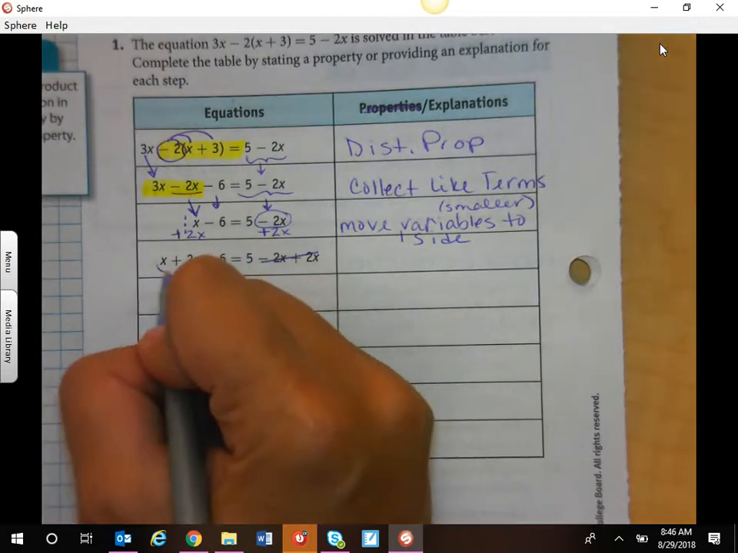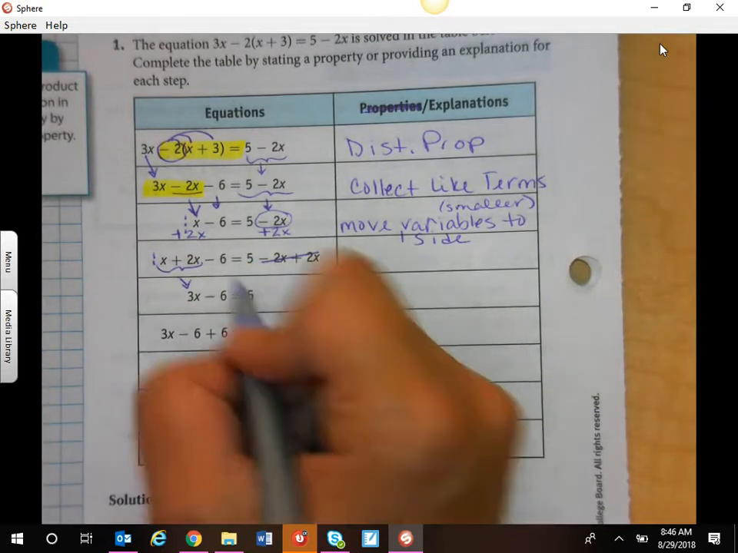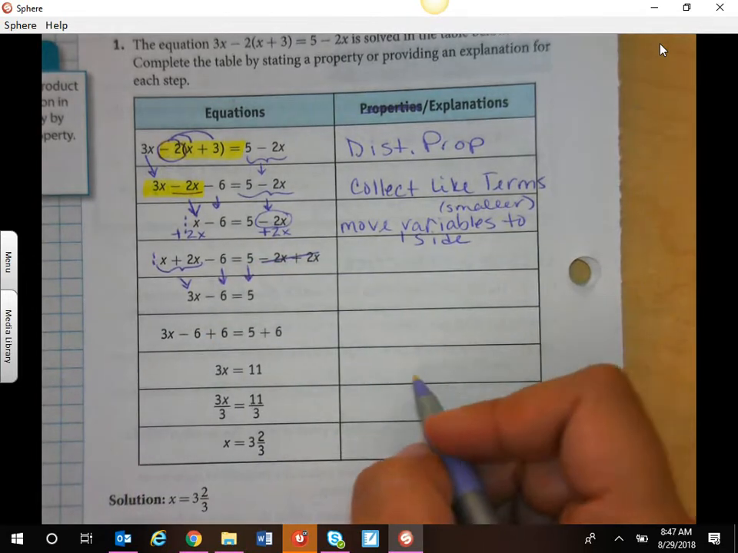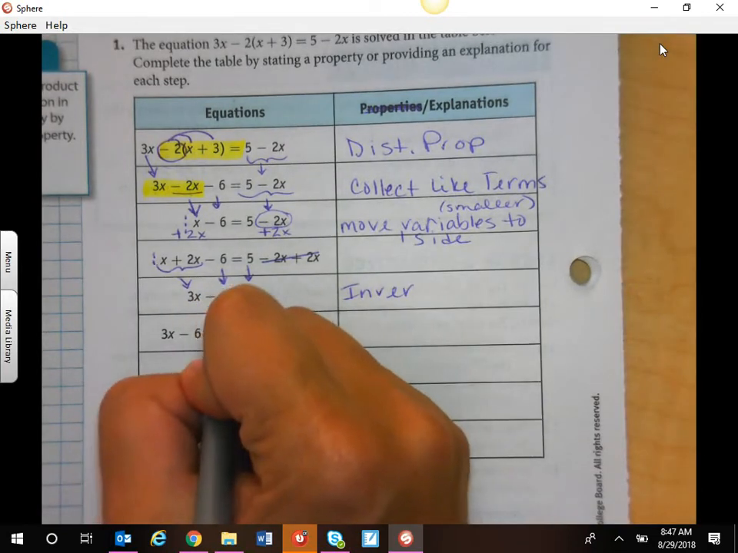We're going to combine these. Remember, there's a 1 here. 1x plus 2x is 3x. They've brought down the 6 and the 5. So now we're on to our inverse. So we're going to do the inverse. This is a negative 6. We're going to add it.